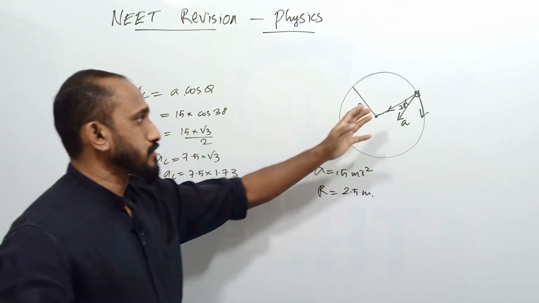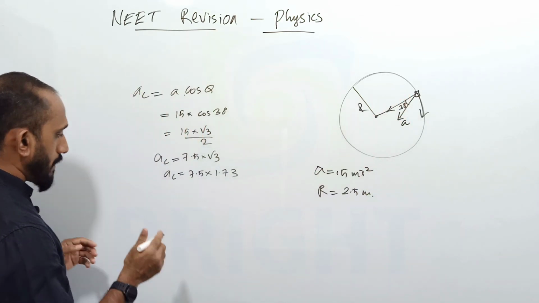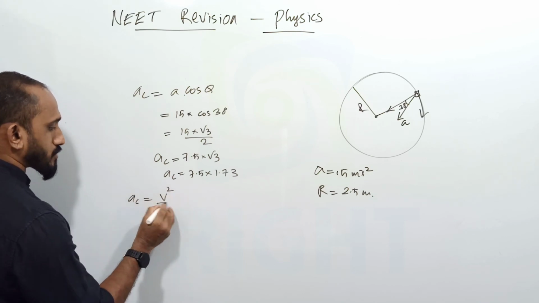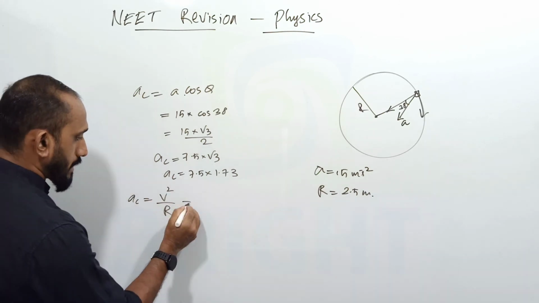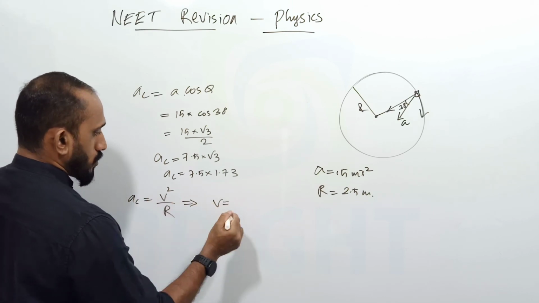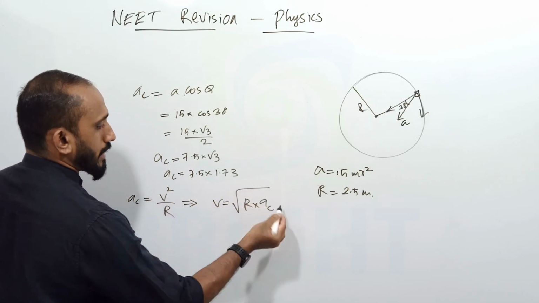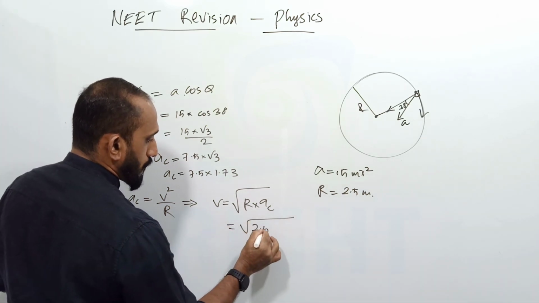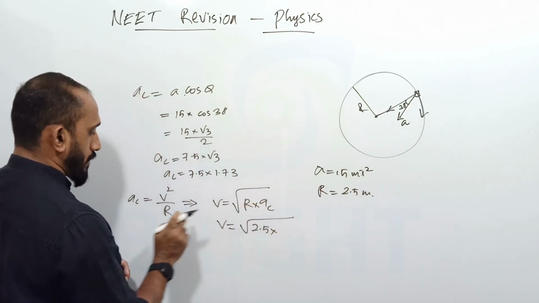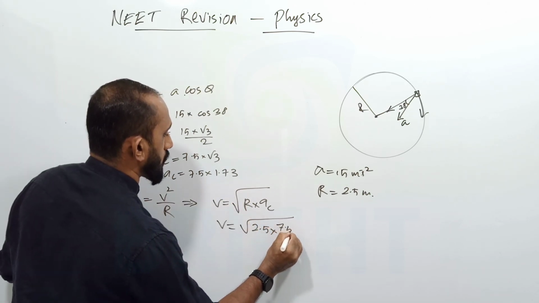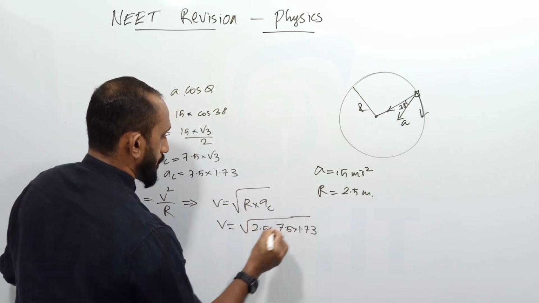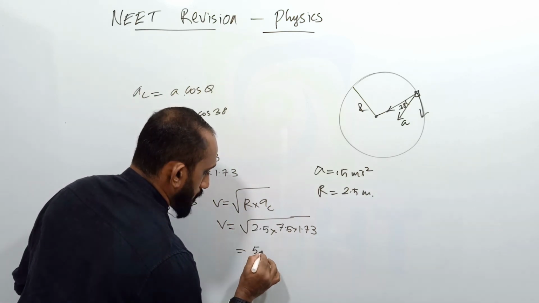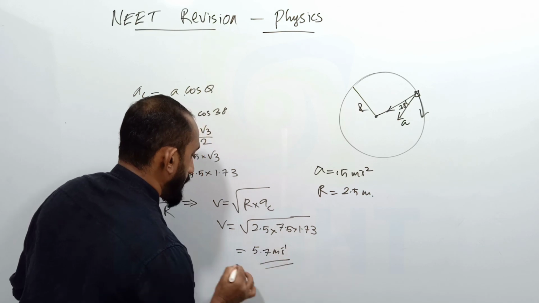We have to find the speed of this moving particle. In centripetal motion, we have AC is equal to V square by R. This gives you V is equal to root of R into AC. So that is root of 2.5 into AC, which is 7.5 into 1.73. If you find the multiplication and take the root, it will become almost 5.7 meter per second.